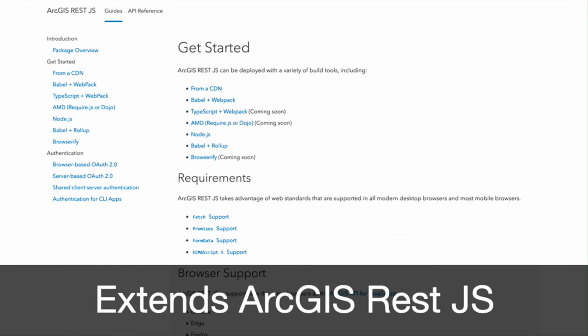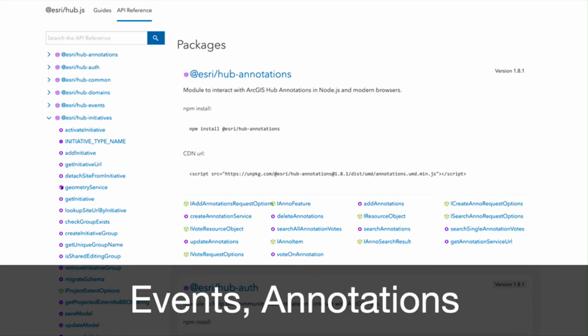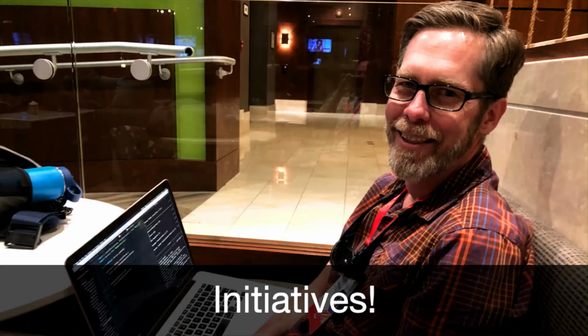And essentially, this stuff is extending the ArcGIS REST.js set of packages, which either you can wait until April when these talks will be up on YouTube, or use a time machine and go back to yesterday. We gave 2 talks on this that were in a row. But the hub.js extension on top of this really allows you to work with events, annotations, and, Mike? Initiatives. And so this is Mike, and he's right here. Now Mike is going to show us a little simple application that's working with initiatives.